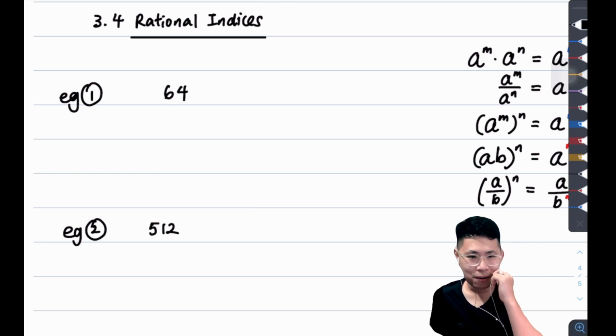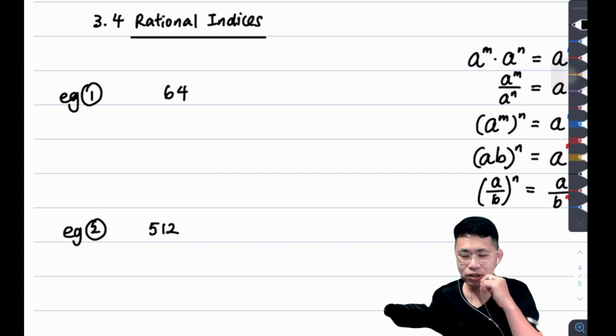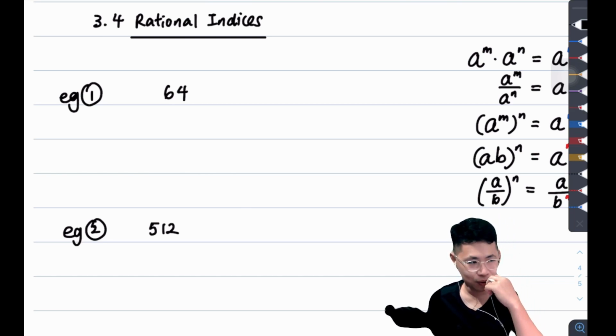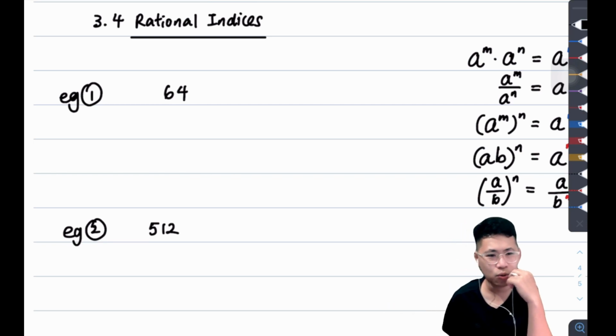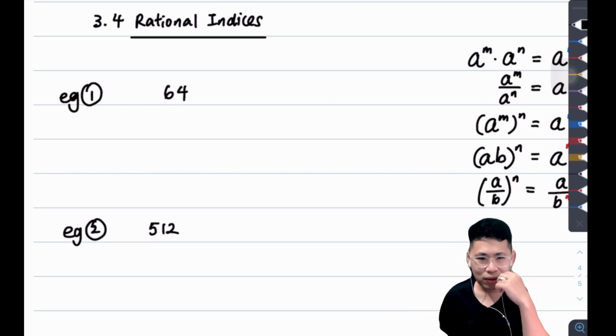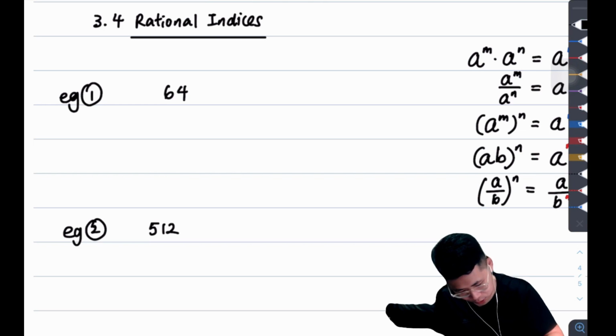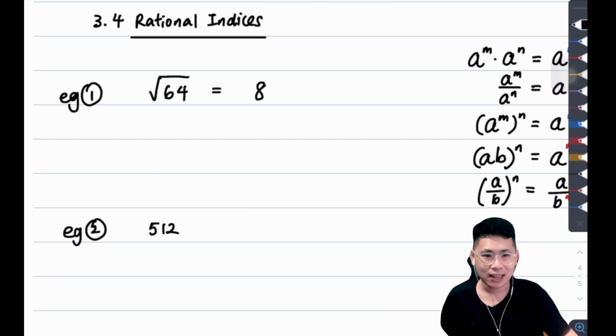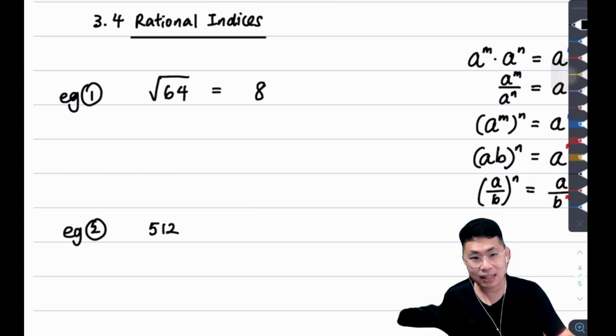So when we talk about having an index as a rational number, we are actually talking about roots. Let us investigate what the square root does. When we have 64, let us square root 64. Square rooting 64 means finding the number multiplying by itself. So 8 times 8 gives us 64. So square root of 64 gives us 8.